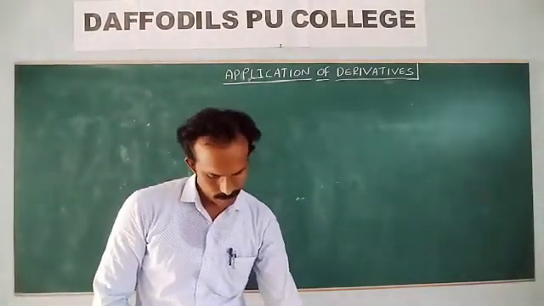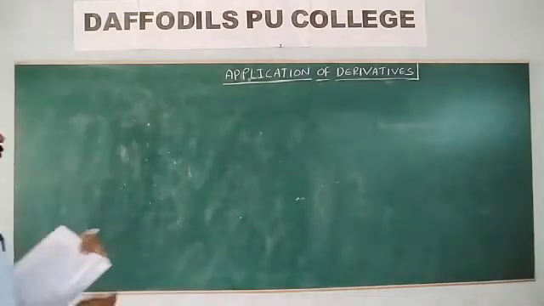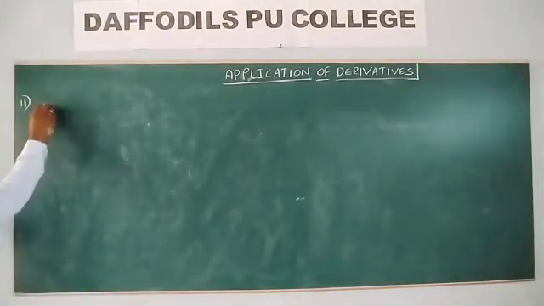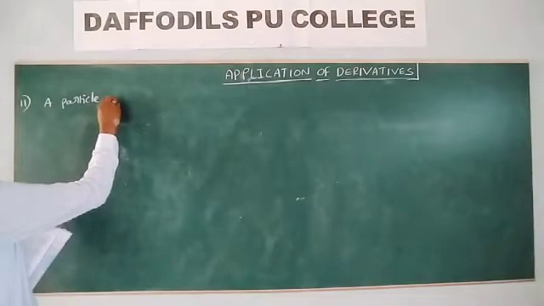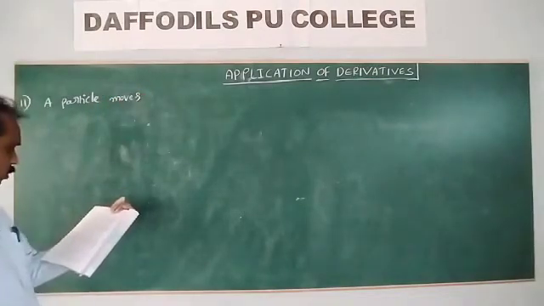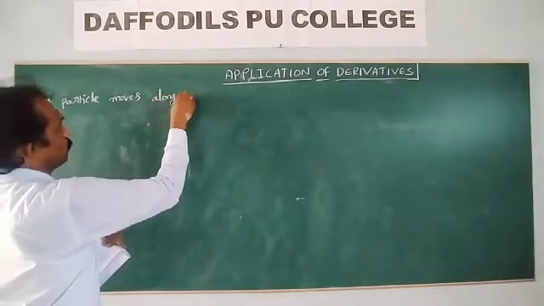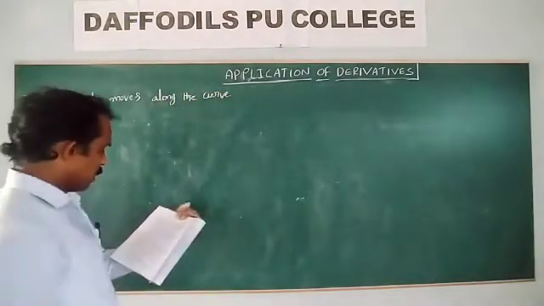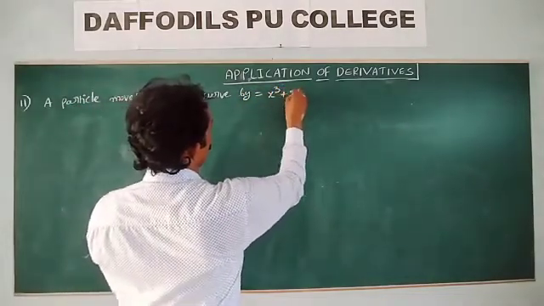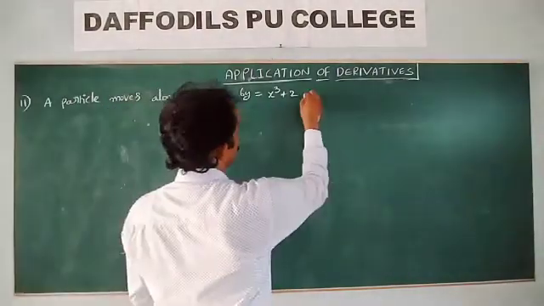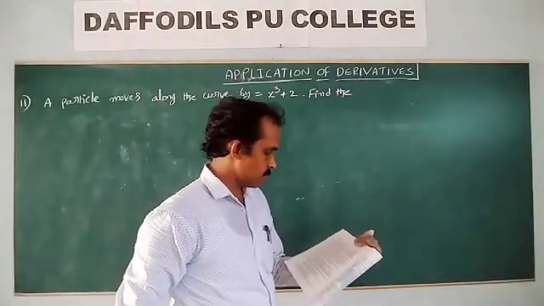See next question. 11th question. A particle moves along the curve 6y is equal to x cube plus 2. Full stop. Find the points.